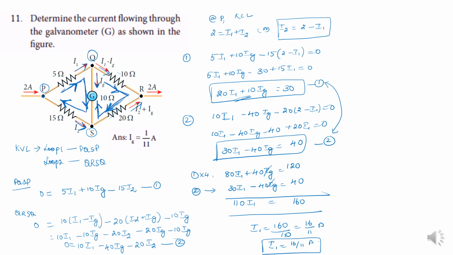To find Ig, substitute it in any one of the equations. So I'll substitute in this equation: 30 I1 minus 40 Ig is equal to 40. 30 into 16 by 11 minus 40 Ig is equal to 40. We divide it by 40.